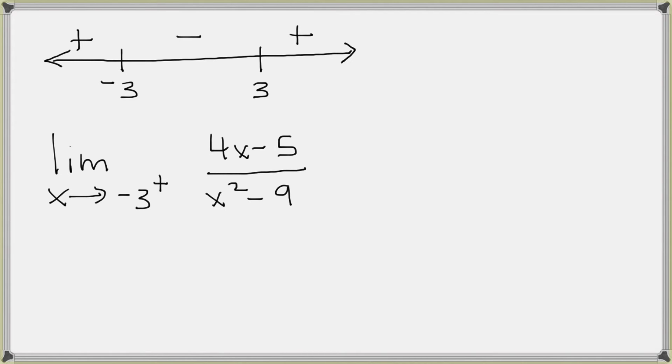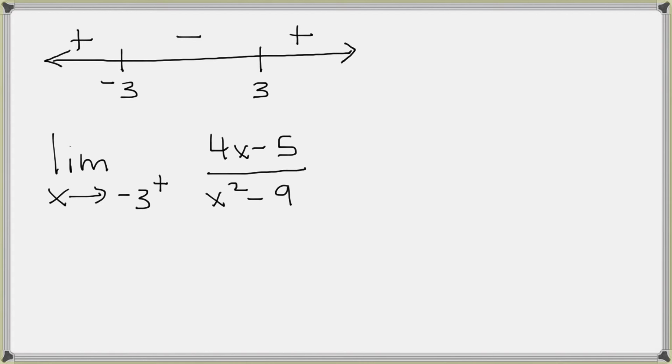Okay, so now I have the sign diagram, and that will tell me everything I need to know about the limit that I'm after here. I'm going to take a look at the one-sided limits first, and then once I know what each one-sided limit is, I can make a conclusion about what the two-sided limit is.